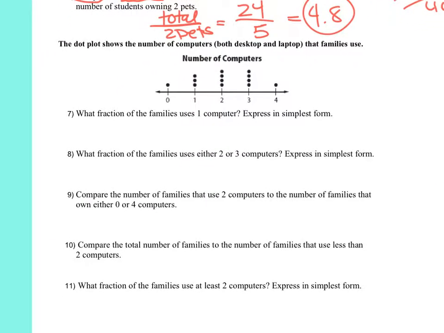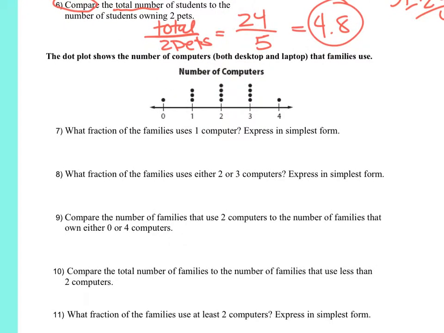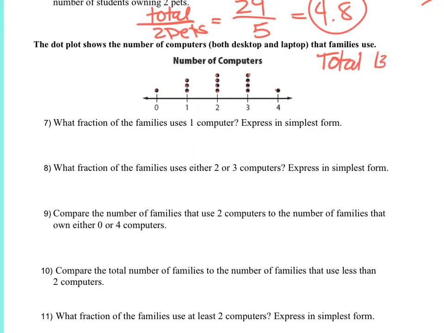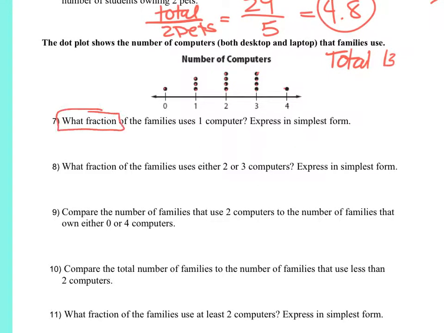Okay, the dot plot shows the number of computers, both desktop and laptop, that families use. So I would see, first of all, the total we've got here. So add all your dots. How many total? 13. Okay, so number 7 says, what fraction of the families uses 1 computer? So out of the total, how many use 1 computer? 3. Okay, 3 over 13.